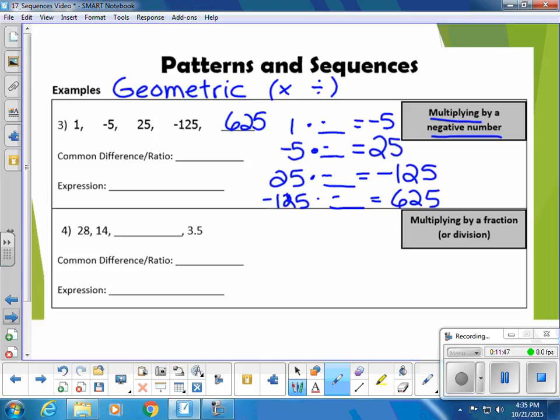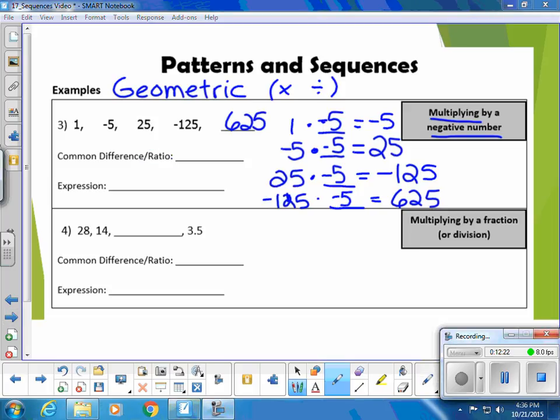All right, what am I multiplying each time? Well, what times 1 gives me negative 5? That would simply be a negative 5. That's our identity property. So if it's negative 5 here, then it's got to be negative 5 for all of them. And let's make sure that works. Negative 5 times a negative 5 is a positive 25. That's correct. Positive 25 times a negative 5 is a negative 125. And lastly, negative 125 times a negative 5 is a positive 625.